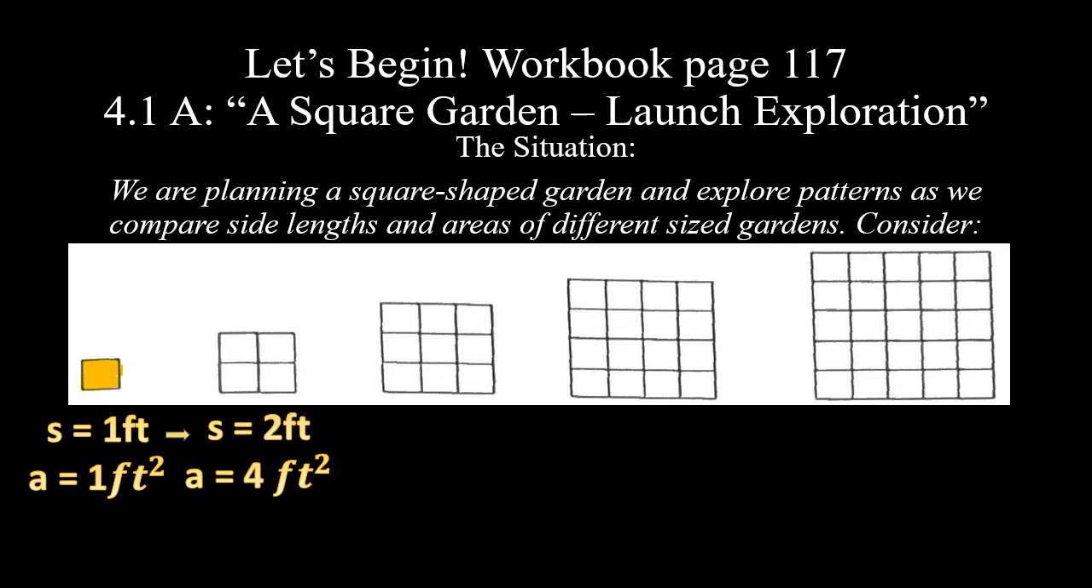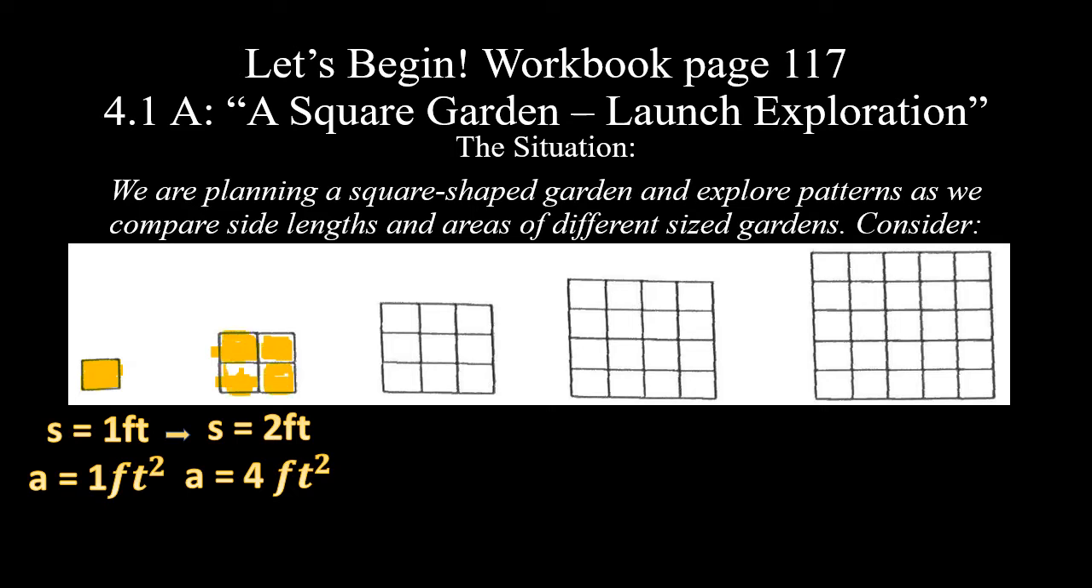So let's say now that we are looking at a side length of 2 feet. So 1, 2 feet. Well, if that's the case, then the area would be what? Well, 1, 2, 3, 4. Now we have 4 squares inside. So our area is 4 feet squared.